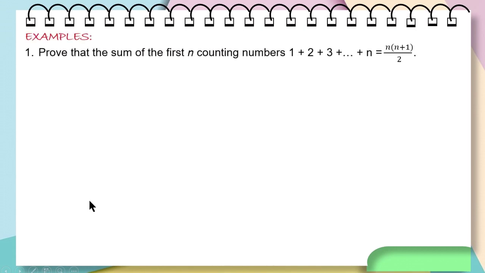Let us have some examples. Number 1. Prove that the sum of the first n counting numbers, 1 plus 2 plus 3 plus and so on plus n, is equal to n times the quantity n plus 1 over 2. So we follow the three steps. First is the verification part.